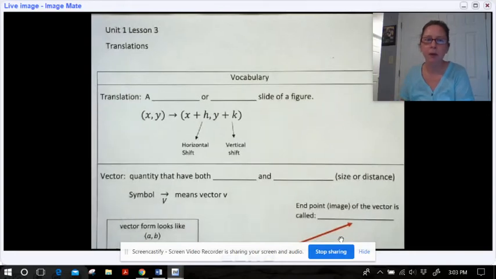Hey guys, today we are going to talk about translations. We're in Unit 1, Lesson 3, and we're going to jump right in.